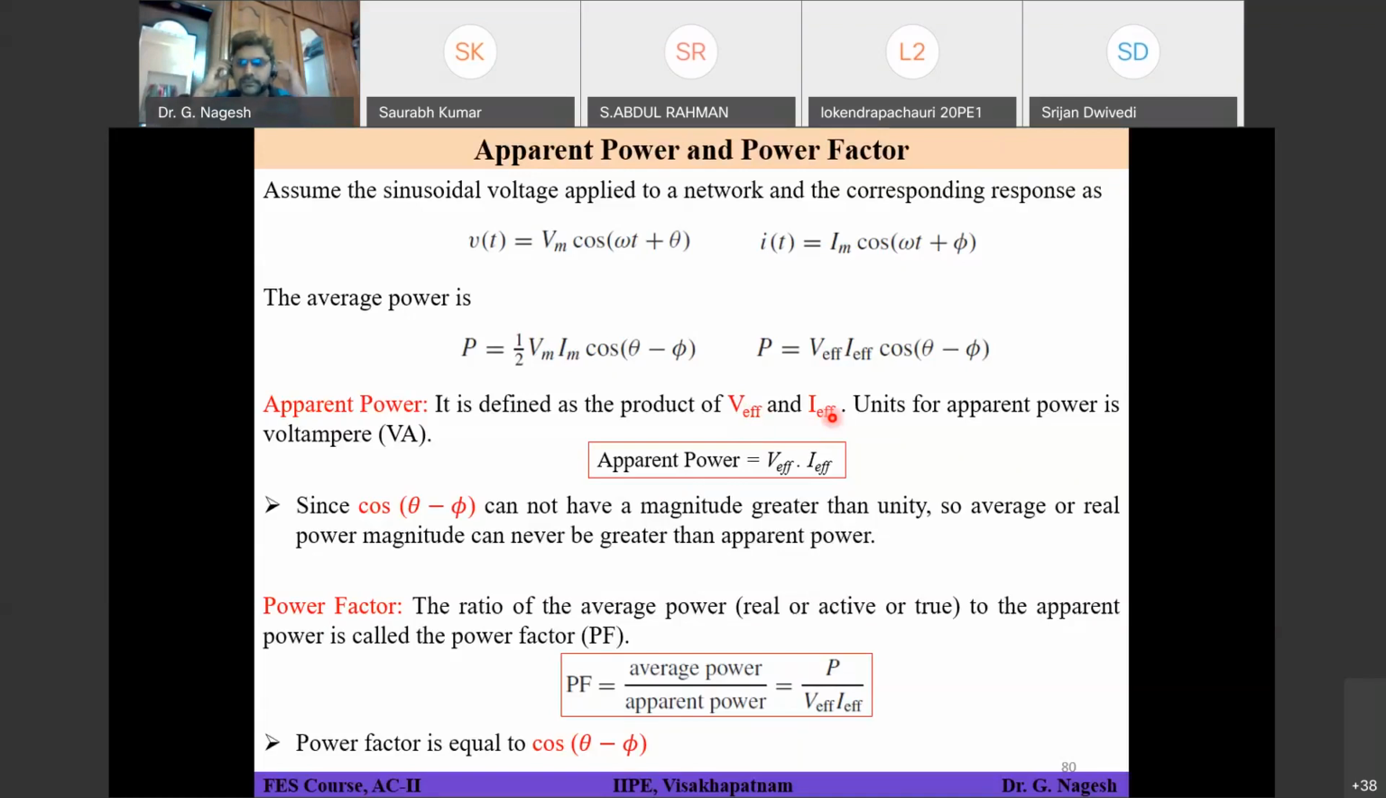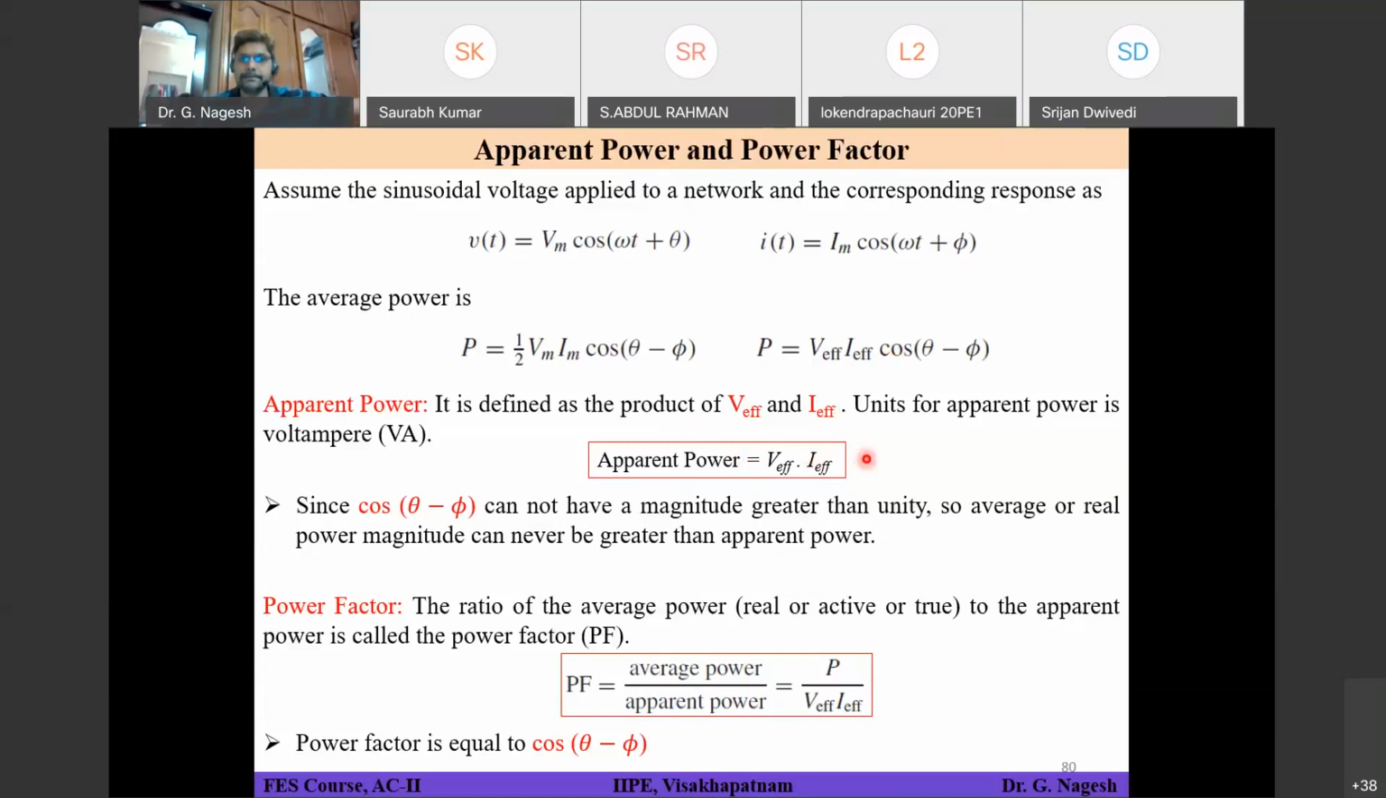What is the unit for average power? Watt. Okay, so the unit for average power is watts, and the unit for apparent power, which is nothing but the product of RMS value of voltage and current in a circuit, is volt amperes.